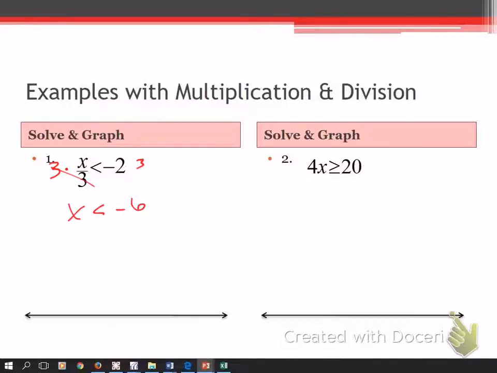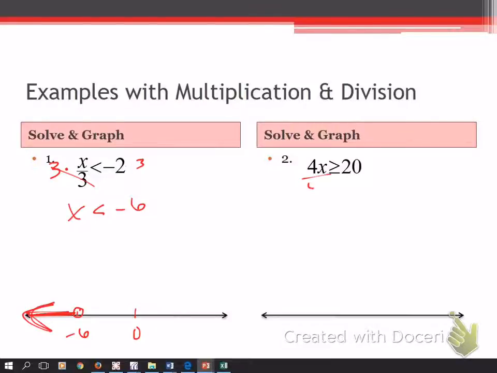Now to graph that, we put a 0 here, negative 6 here. We need an open circle on negative 6 because negative 6 is not a solution, right? The inequality is not equal to. Negative 6 is not less than negative 6. So it's not a solution, but all of our solutions are actually less than negative 6, so we want to shade to the left.